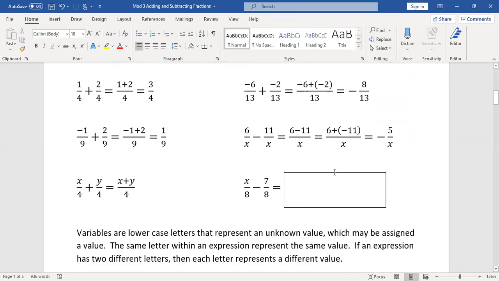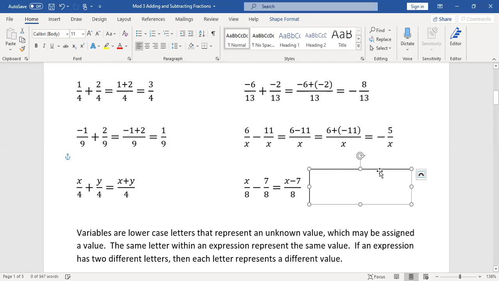And my last example, again, I have a common denominator, so I'm going to rewrite it over the common denominator. And since x is not a number, I can't really subtract 7 from it. So I just list it as it is.